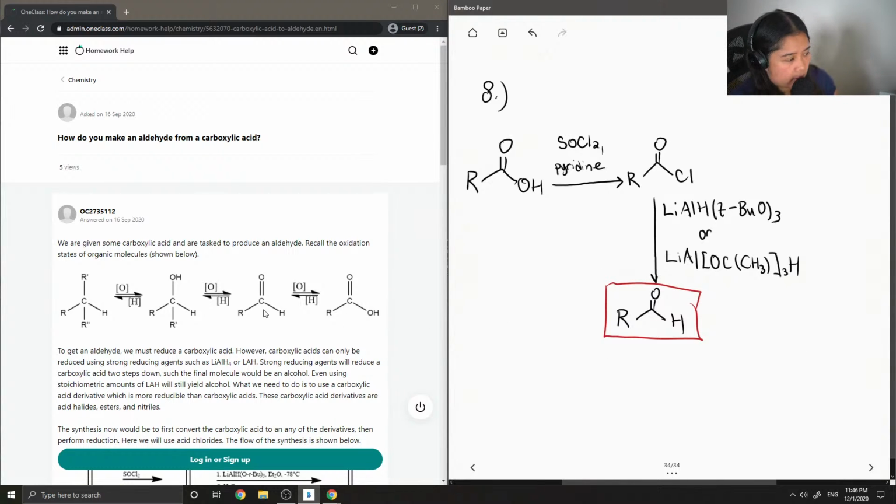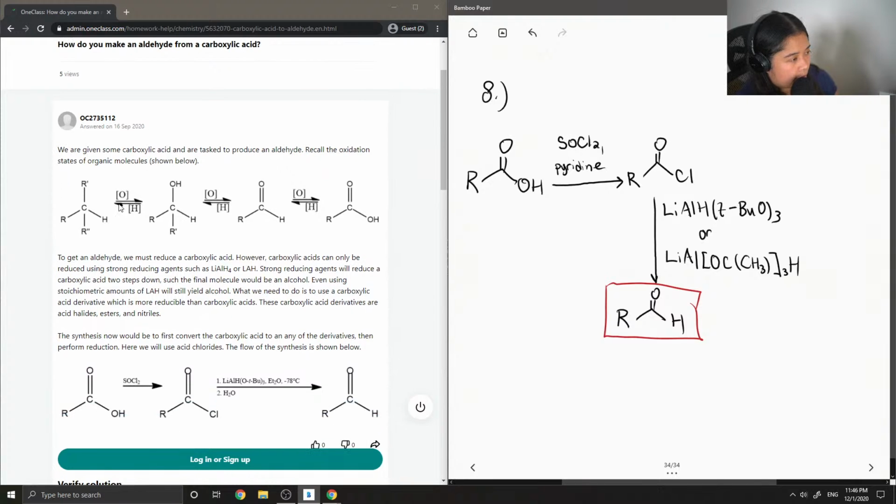Okay, so let's see what the junior tutor said. We are given some carboxylic acid and are tasked to produce an aldehyde. Recall the oxidation states of organic molecules shown below. So here they show how you can start off with an alkane, and then you can oxidize it to make an alcohol. This can be oxidized to make an aldehyde, which can be oxidized to make a carboxylic acid. And then we can go the reverse direction, carboxylic acid to aldehyde to alcohol to alkane.